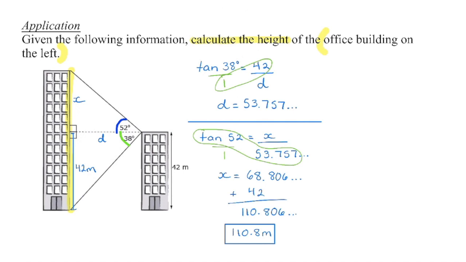And again, you're going to put in your calculator. We know 1 times 42 is 42. So we're going to go 42 divided by the tangent of 38. And we're going to get that number, which we will not round off until the end. Keep that in your calculator. We're going to go again now.